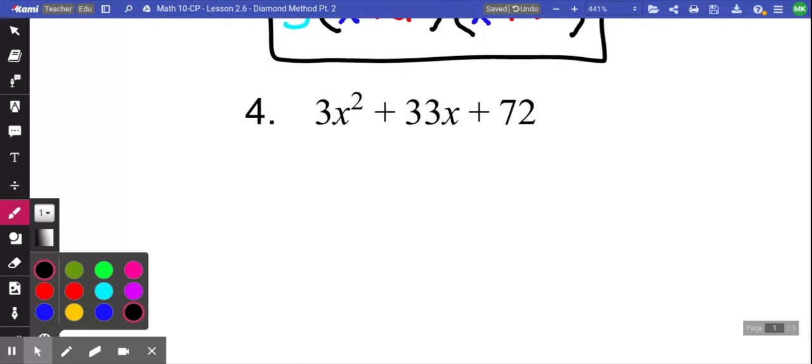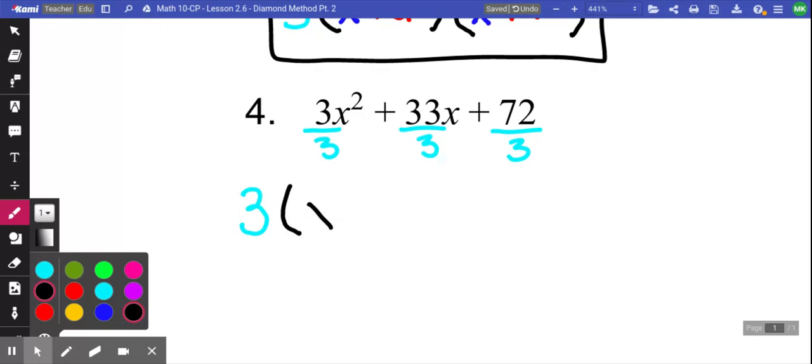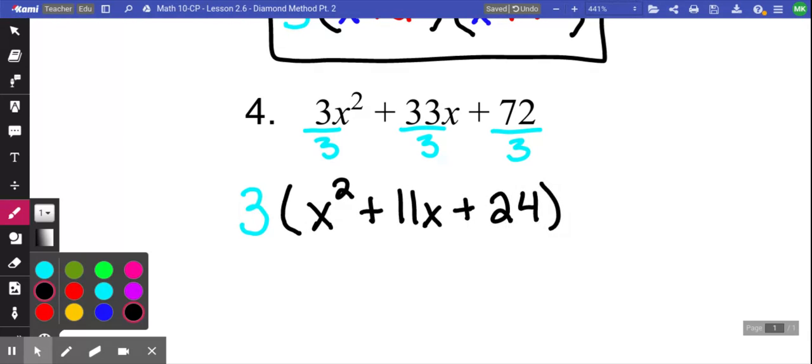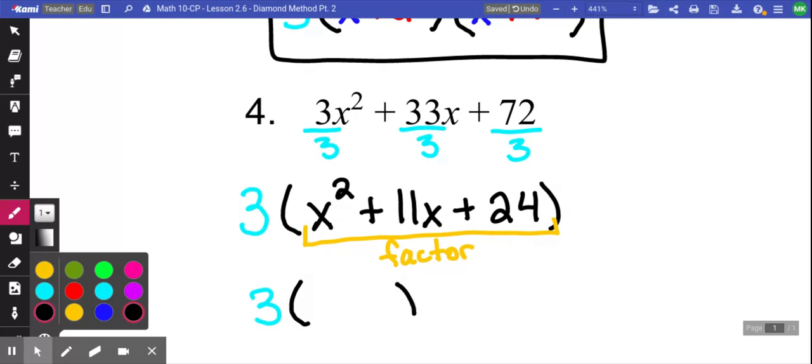Last one here. Again, we're going to take a greatest common factor out. So I could take a 3 out of all of these. That GCF goes out front, and then I'm left with x squared plus 11x plus 24. This thing can then be factored again. The 3 will stay out front as a greatest common factor. That's a monomial. And then that trinomial will turn into two binomials.